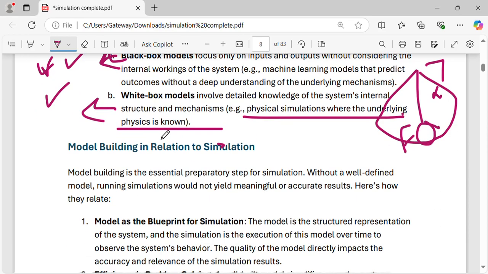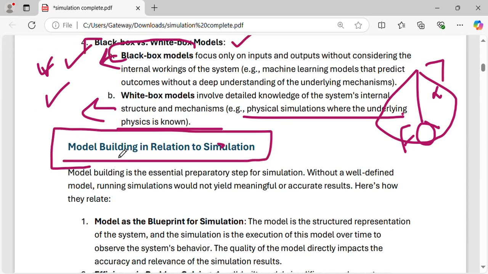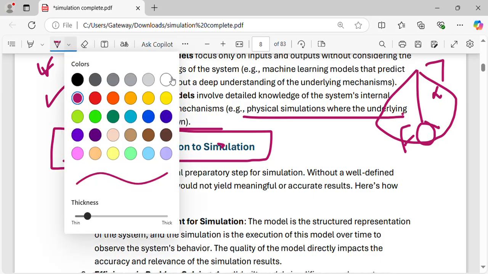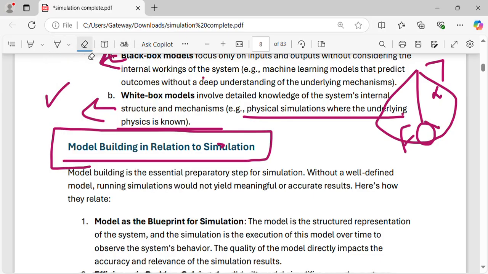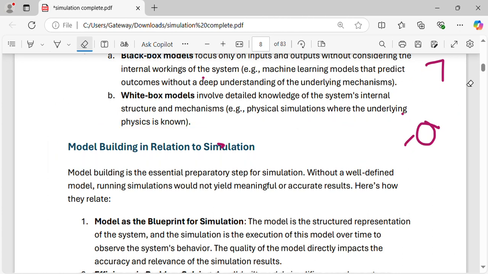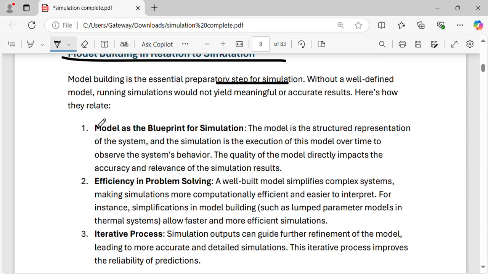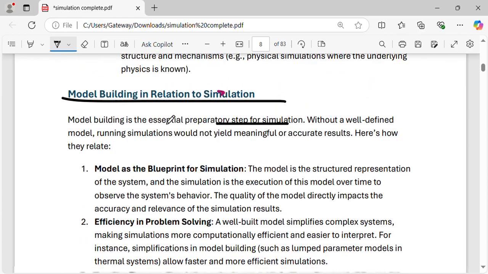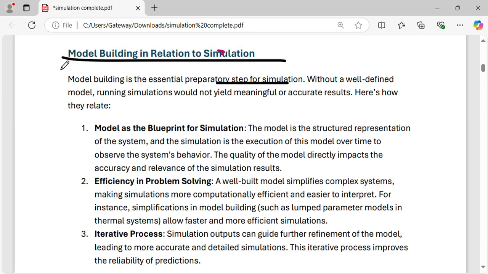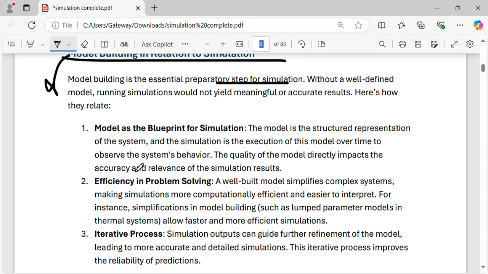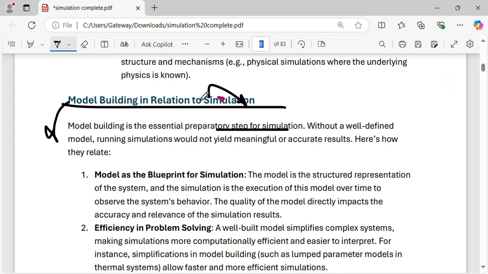Okay, so model building in relation to simulation. We have studied the steps of model building. This is a little bit of an elaboration of that same thing, and we are going to go over it one by one, right? So let's start with model building in relation to simulation. Model building is an essential preparatory step for simulation. Sorry, this is in terms of simulation, but the steps are going to be detailed next, which we're going to study soon. I thought this was that topic, but this is actually in terms of the relationship to simulation.